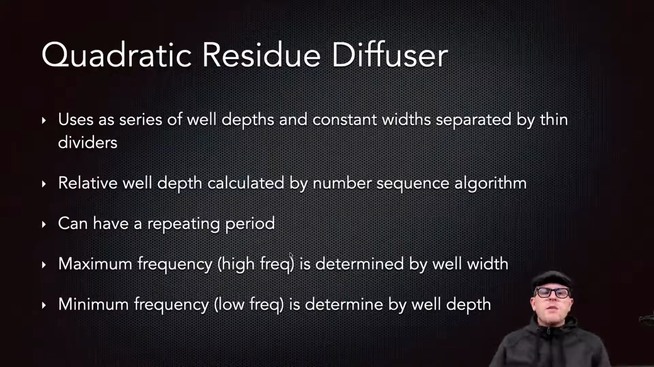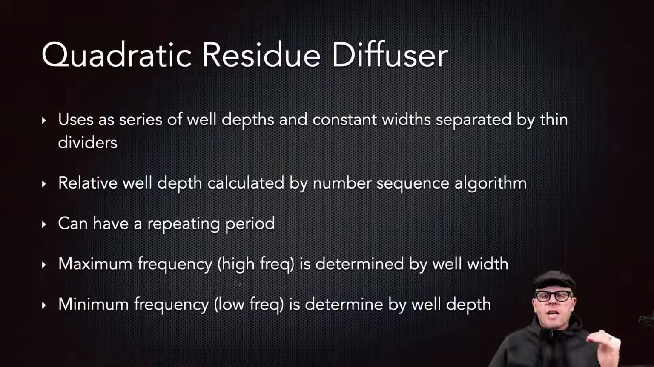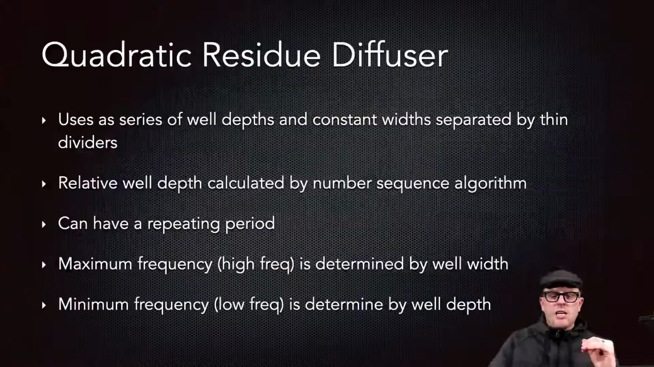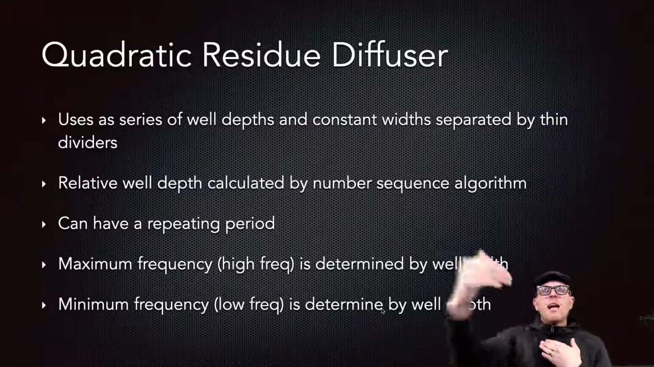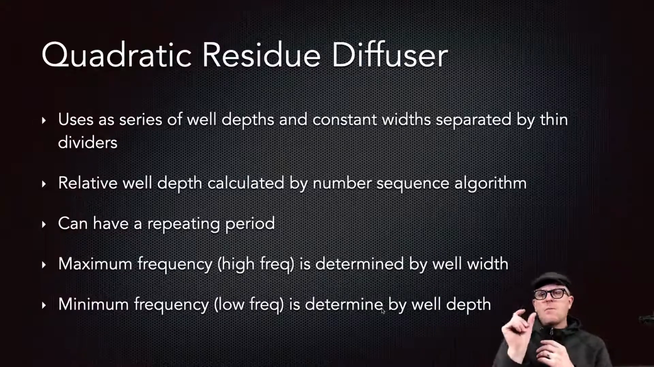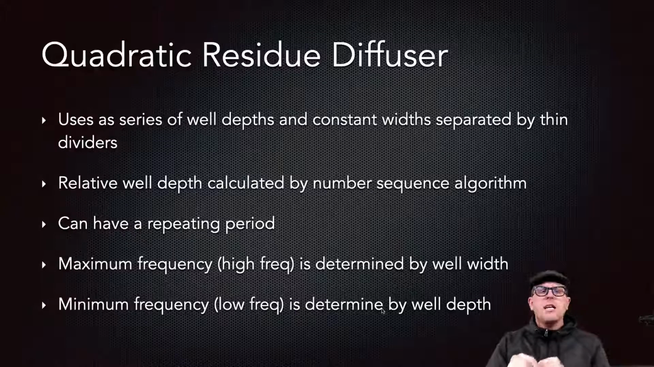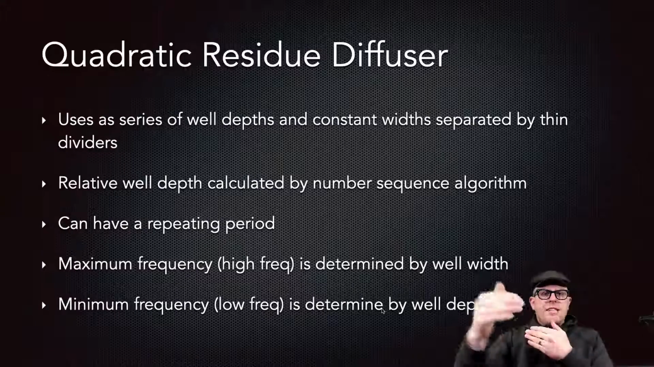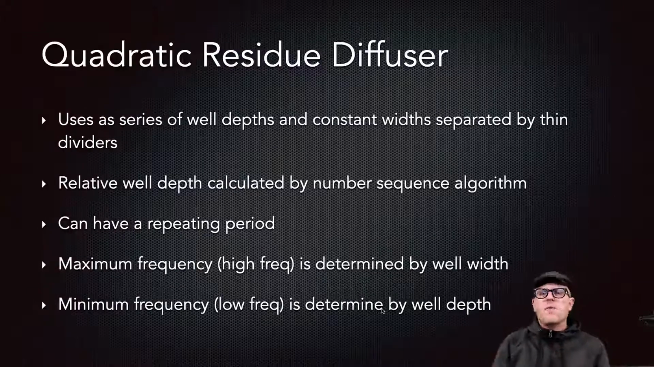Generally, the maximum frequency, the high frequency that these things are going to work at, is determined by the well width. So how wide are these wells right here? And then the minimum frequency is determined by the well depth. The deeper I can make it, the better it's going to work at lower frequencies, and the narrower I make it, the better it's going to work for higher frequencies. We're going to repeat that a number of times throughout today, but the idea is that the narrower it is, the better in the high frequency range, and the deeper it is, the better at the low frequency range. So that's the start of what our goals are.